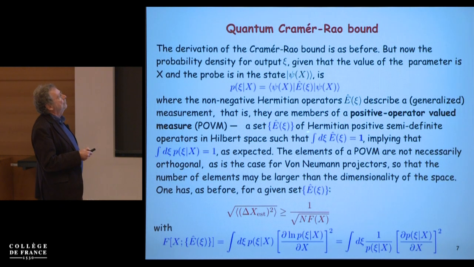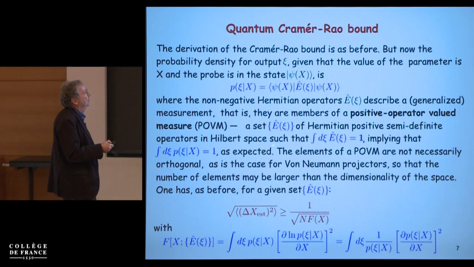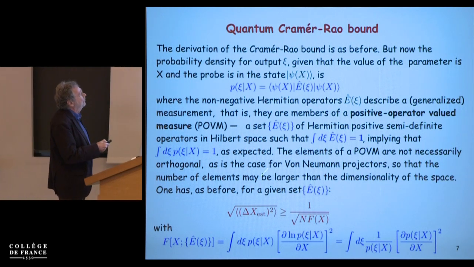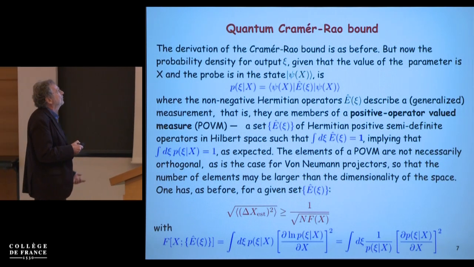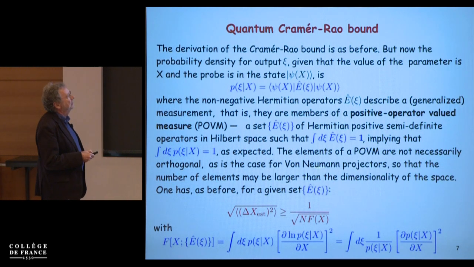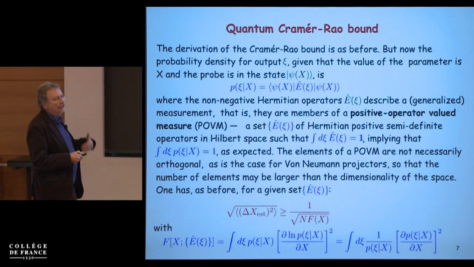It's just a set of Hermitian positive semi-definite operators in Hilbert space, such that this relation is satisfied, and you see from this definition that if this is true, then the integration of this probability density over all possible experimental results is equal to 1, as expected. Furthermore, the elements of a POVM are not necessarily orthogonal to each other, as is the case for von Neumann projectors. So it's a generalization of the von Neumann projectors.